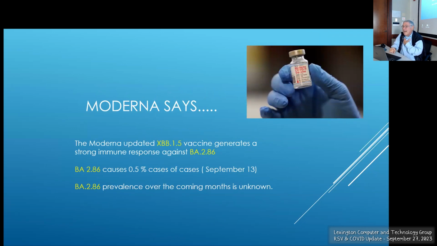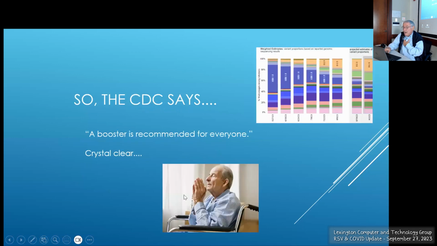Now, Moderna's updated XBB.1.5 vaccine generates a strong response to BA.2.86. Right now, BA.2.86 is causing 0.5% of the disease as of September 13th. Its prevalence over the coming months is really unknown. So given all this data, the CDC says a booster is recommended for everybody. Hey, that's all they can do. They're just overwhelmed by all these different factors that come in.